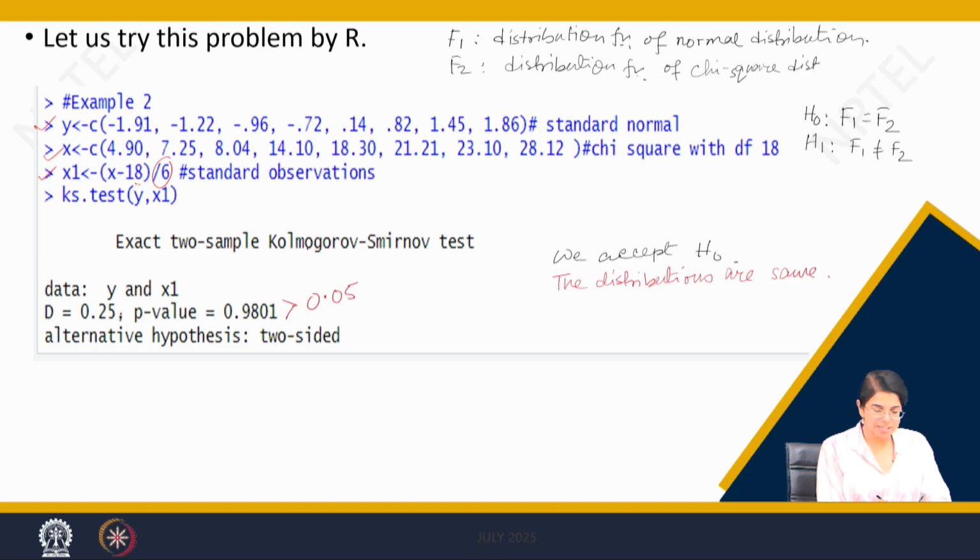So what is your D? D is 0.25, and the p-value is pretty high, greater than 0.05. So you accept the null hypothesis. So when dealing with the same problem in R, it is extremely easy and time saving too.